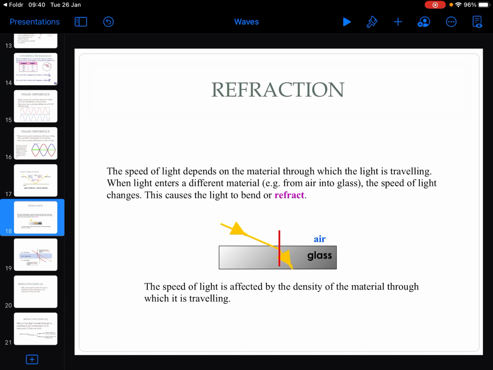Okay, refraction. The speed of light depends on the material through which the light is travelling. When light enters a different material, e.g. from air into glass, the speed of light changes. This causes the light to bend or refract. The speed of light is affected by the density of the material through which it is travelling.